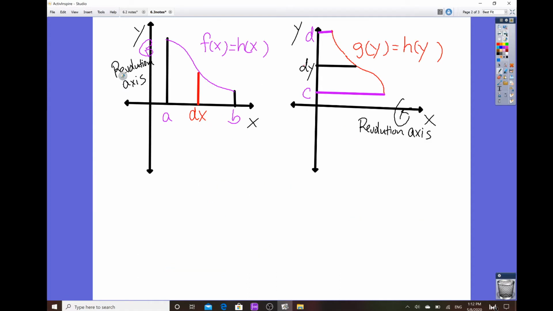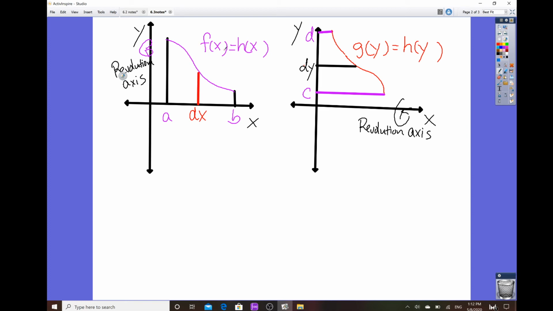And now we'll take a look at the graph interpretation. So let's say that we do have f of x or g of y. So f of x is written in terms of x, obviously, so dx is the indicator. So the curve right here is bounded from a to b. Anytime you have a function like this, and there's no gap, no hole between the curve and the revolution axis, with that dx right here.